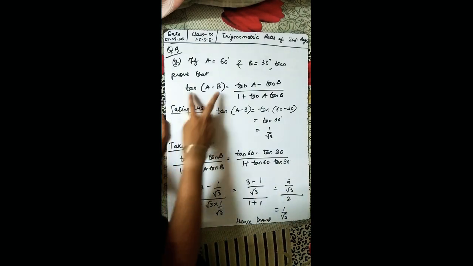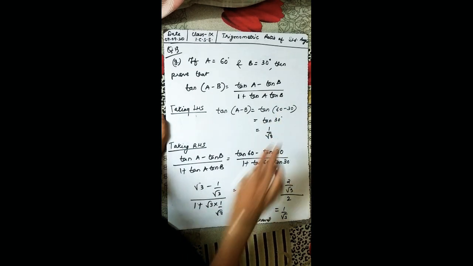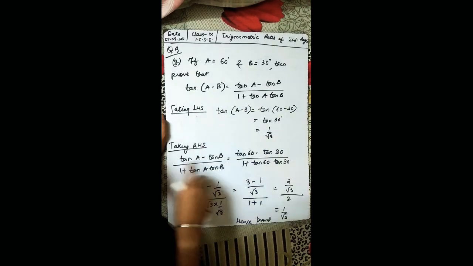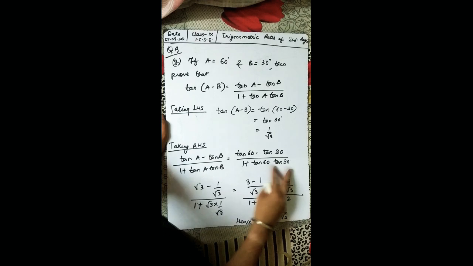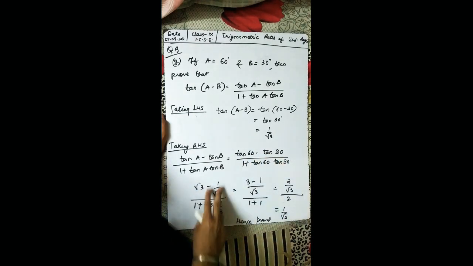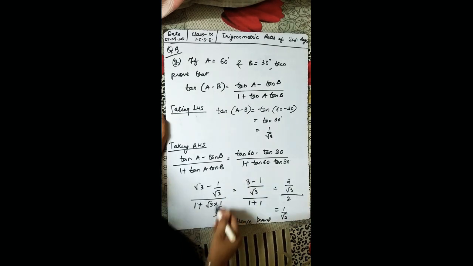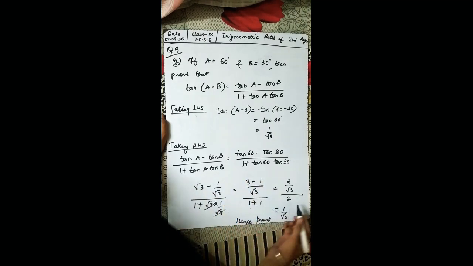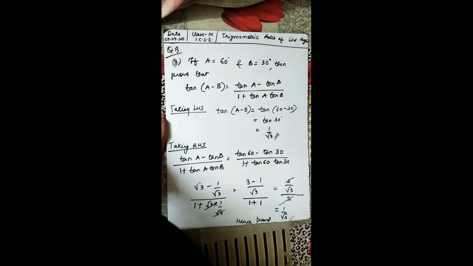Taking LHS, tan (A minus B), that is 60 minus 30, which is 30, and tan 30 degree is 1 upon under root 3. Now take RHS, tan A minus tan B upon 1 plus tan A tan B. So tan 60 minus tan 30 upon 1 plus tan 60 tan 30. Tan 60 degree is root 3, tan 30 degree is 1 upon under root 3, whole upon 1 plus root 3 times 1 upon root 3, this cancels to give 1. So 1 plus 1, and take the LCM: root 3 into root 3 is 3, minus 1 upon root 3. 1 plus 1 is 2, and 3 minus 1 is also 2. This 2 and this 2 cancel, giving 1 upon under root 3. This is also 1 upon under root 3. Hence proved. Like this you have to do.